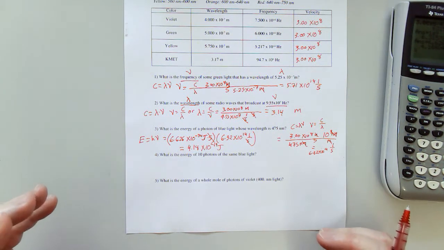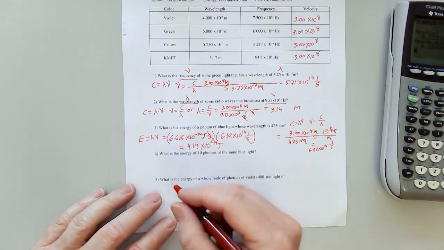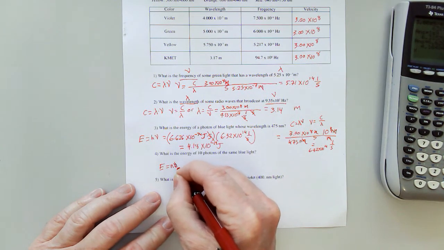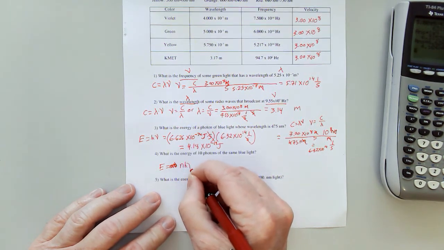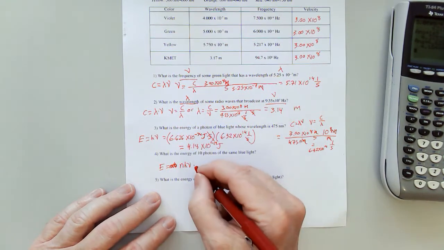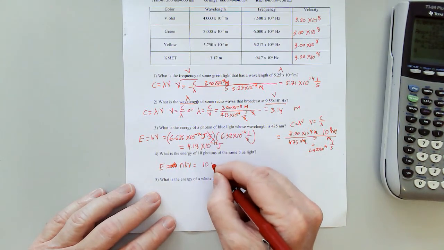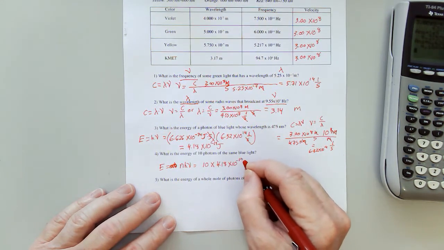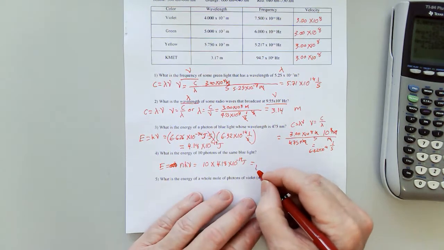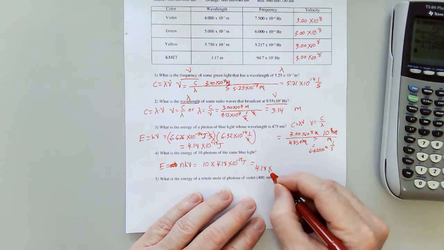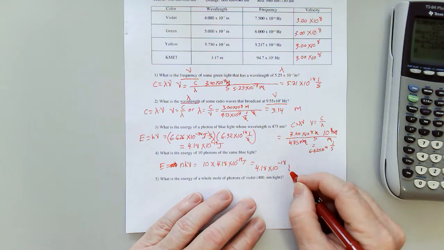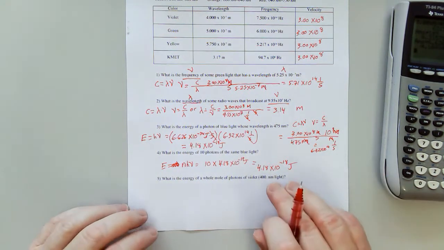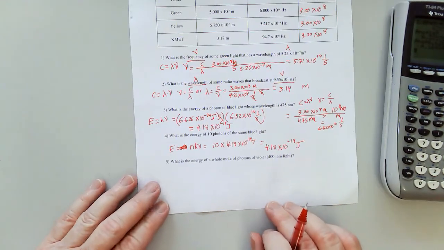Now, before you get freaked out saying, wow, that's really tiny, remember that's just the energy of 1 photon. Now, what if I had 10 photons of that light? Well, E equals N h nu. I'd plug in 10 this time, so I just have to multiply that by 10. 10 times 4.18 times 10 to the minus 19th joules equals 4.18 times 10 to the negative 18th joules. So it's not that much more energy for 10 photons. But what about if we get to a whole mole of them?